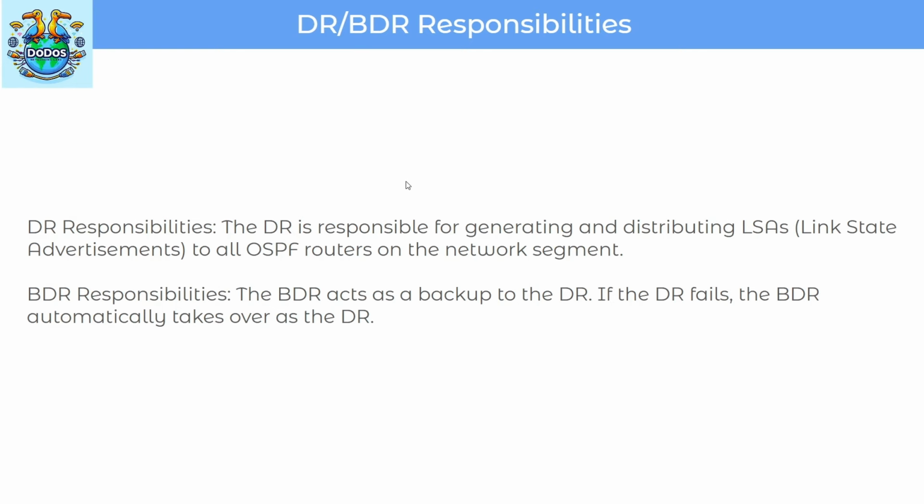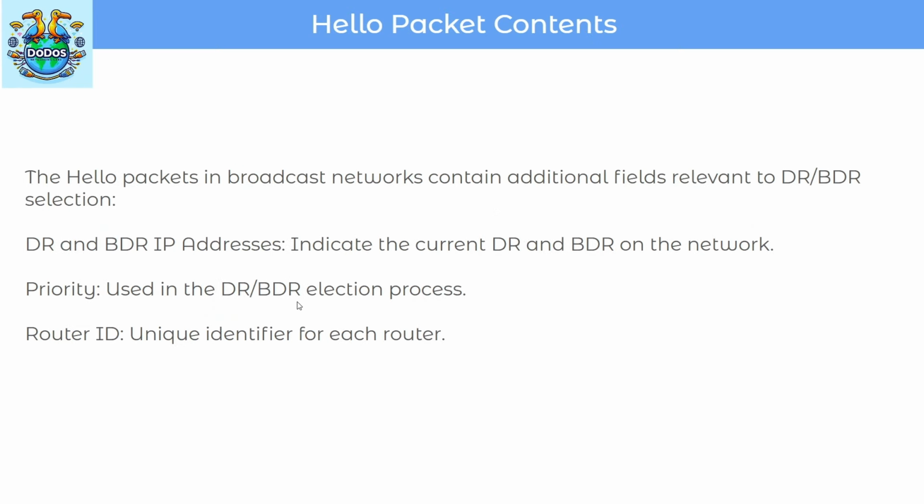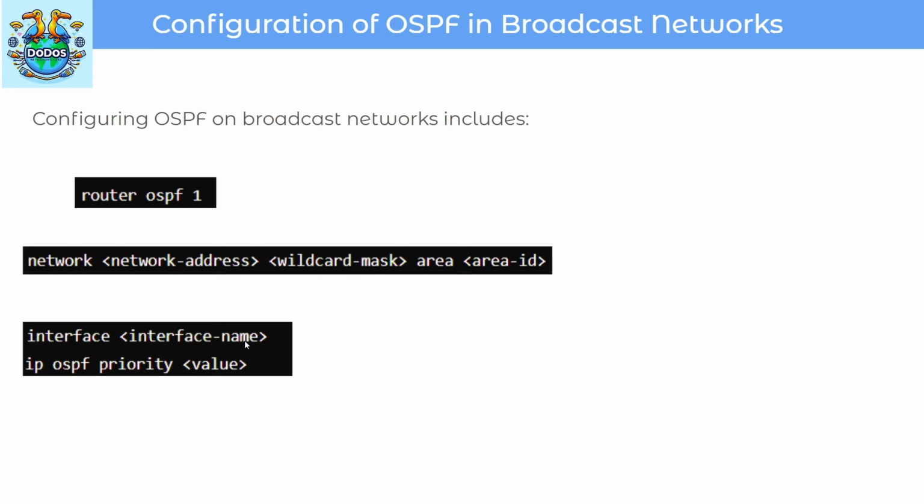So DR and BDR responsibilities. The DR is responsible for generating and distributing LSAs, or link state advertisements, to all OSPF routers on the network segment. The BDR is a backup to the DR, and if the DR fails, then the BDR takes over as the DR. Hello packet contents in broadcast networks contain additional fields relevant to the DR or BDR selection. So, DR and BDR IP addresses indicate the current DR and BDR on the network. Priority is used in the DR/BDR selection process, and router ID is a unique identifier for each router.